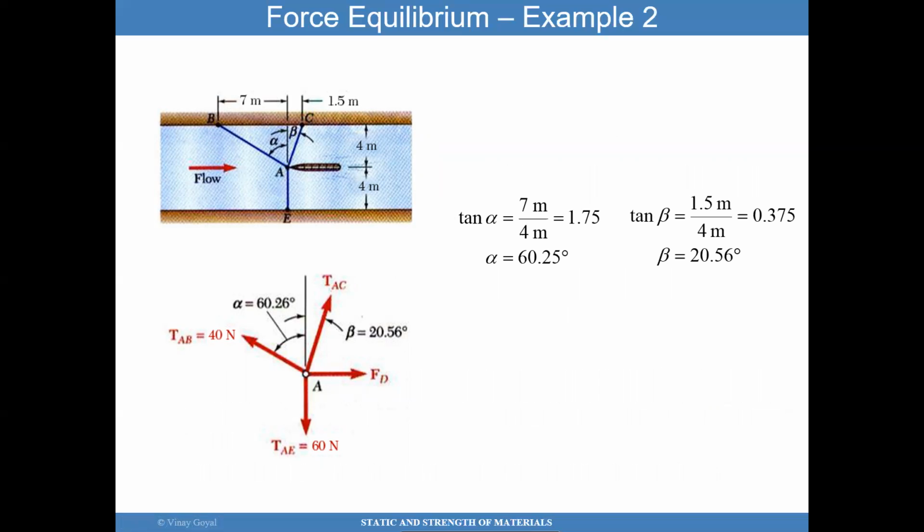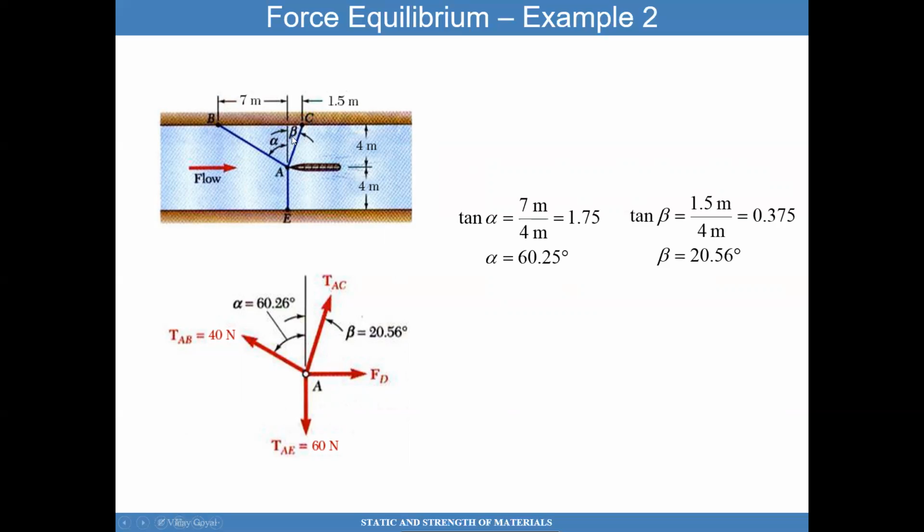Drag is usually acting in the direction of the flow when you look at it from the point of view of the body. This cable here is TAC, this tension force here, and then this tension is 40 newtons, and this tension here is 60 newtons. So now it's simply a matter of finding these angles, which can be found through simple trigonometry because all the dimensions are given. For example, this is 7 meters, this is 4 meters. So for this angle alpha, tangent alpha equals 7 divided by 4. You can solve for alpha, which is 60.25, and you can put that back into this picture.